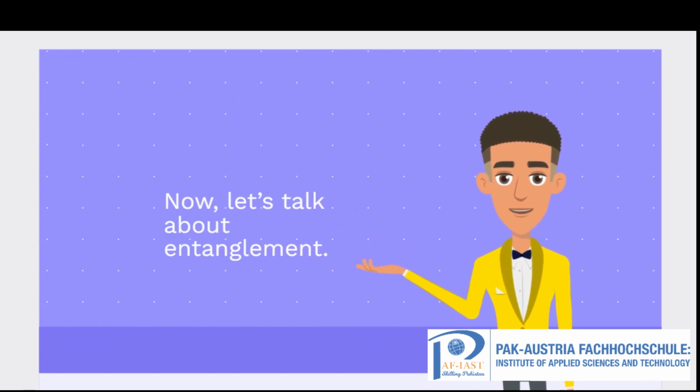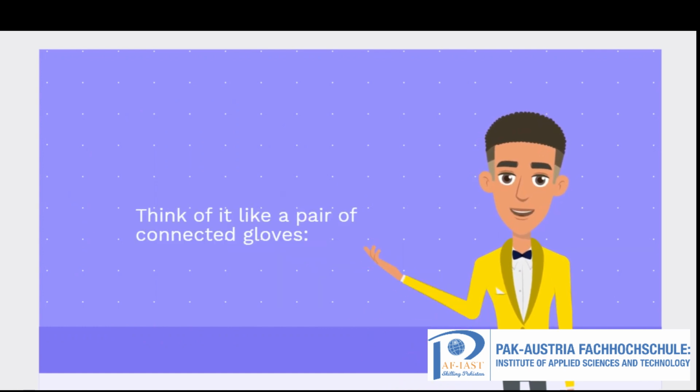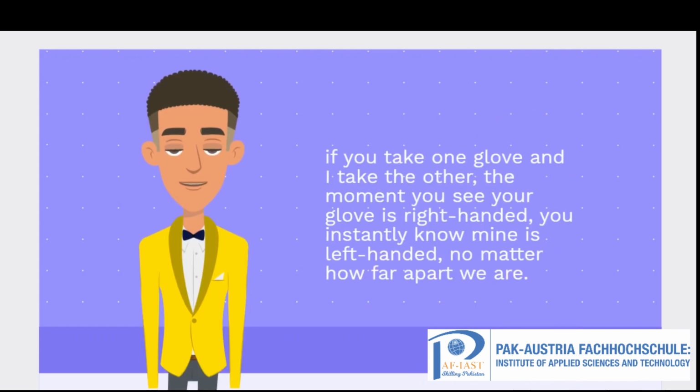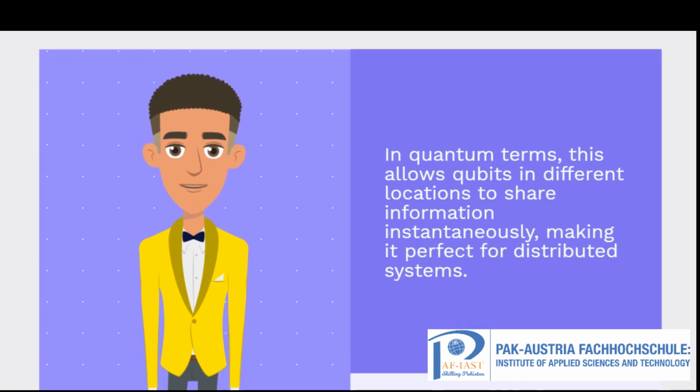Now let's talk about entanglement. Think of it like a pair of connected gloves. If you take one glove and I take the other, the moment you see your glove is right-handed, you instantly know mine is left-handed, no matter how far apart we are. In quantum terms, this allows qubits in different locations to share information instantaneously, making it perfect for distributed systems.